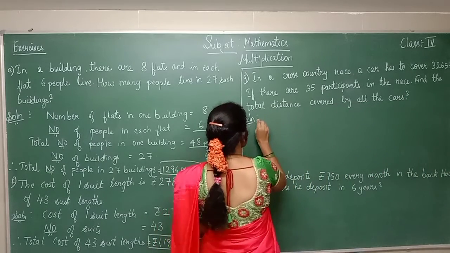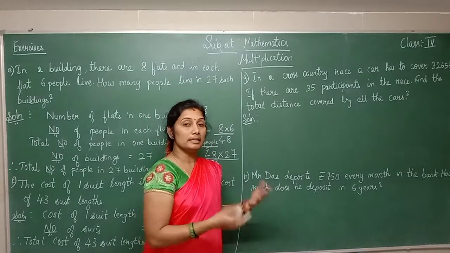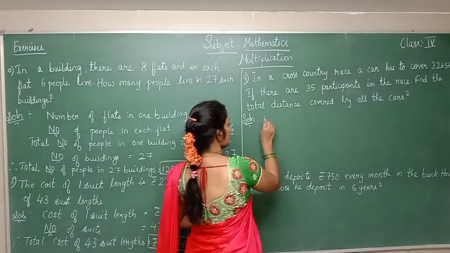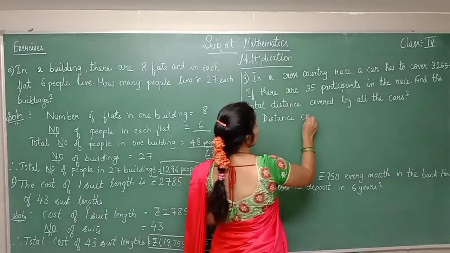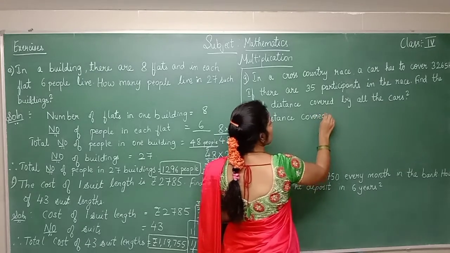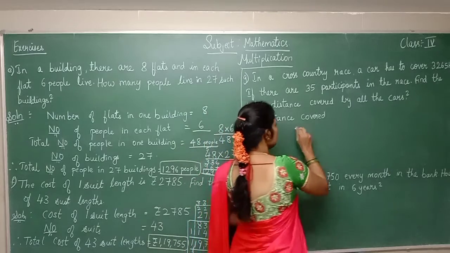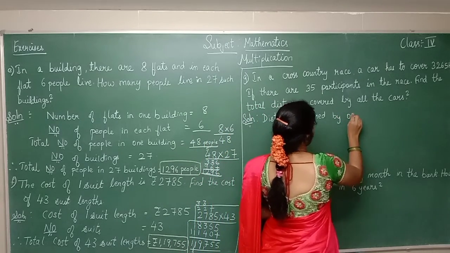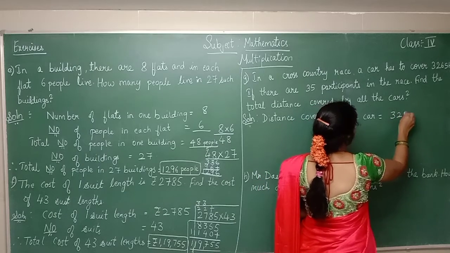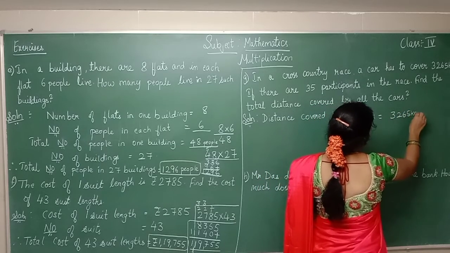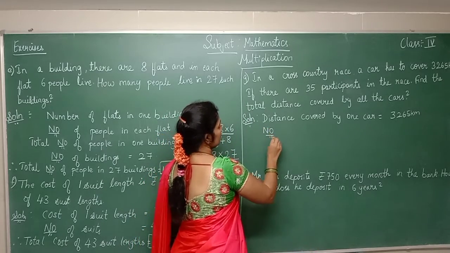First, when they ask to cover kilometers, always remember that when you are walking, the distance is measured in kilometers. So kilometer comes with your distance. See, distance. Everything will be in your question part. Same thing you will go with in your solution, that's it. Distance covered by one car. How much is the distance covered by one car? 3265 kilometers. Right? So what is the number of participants?